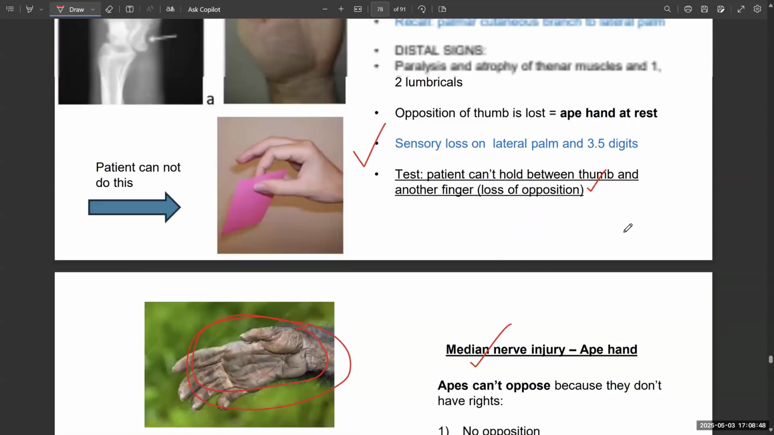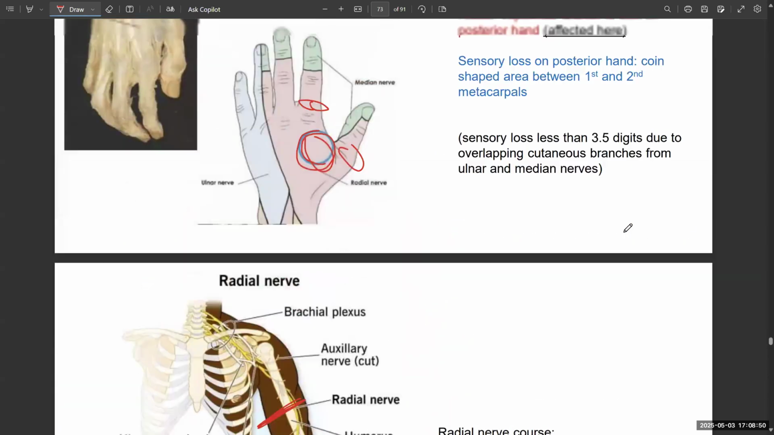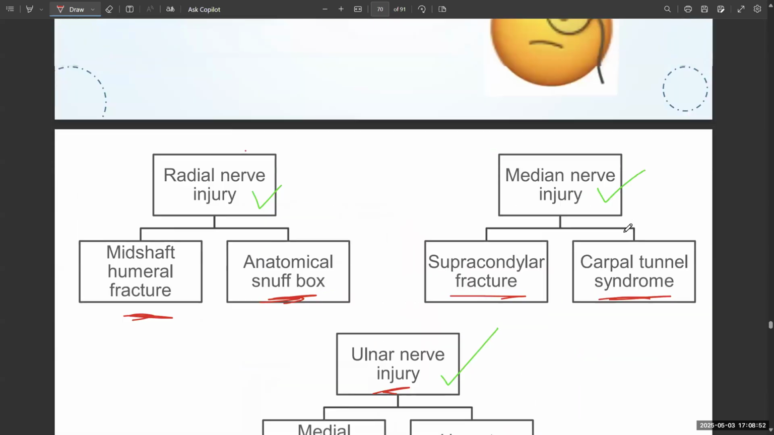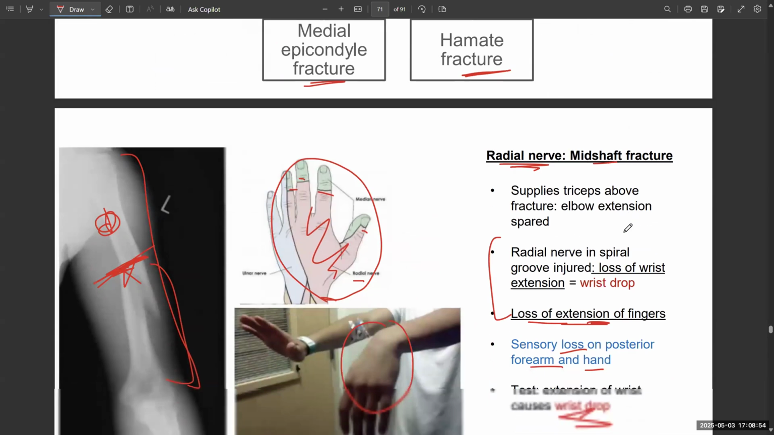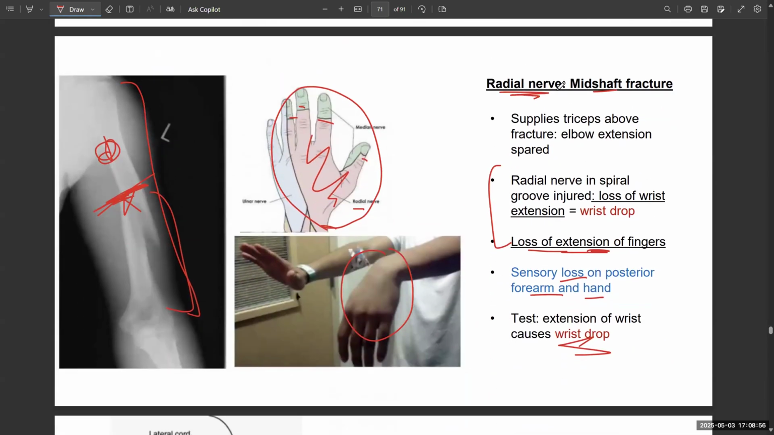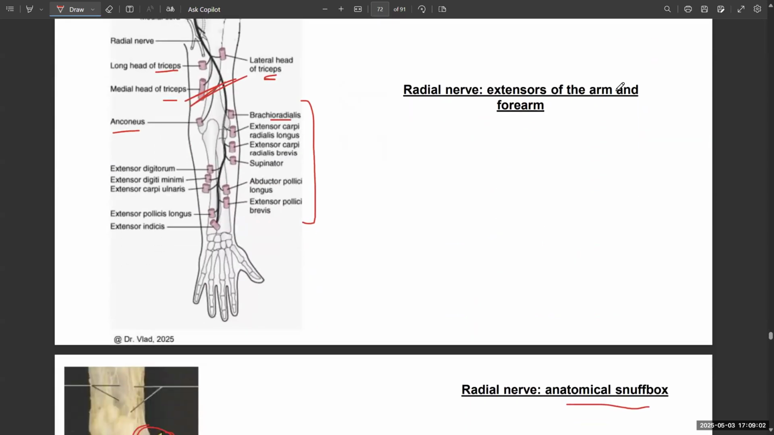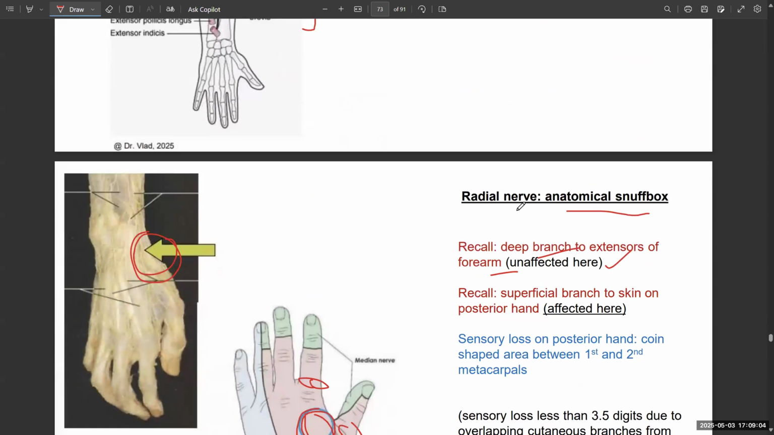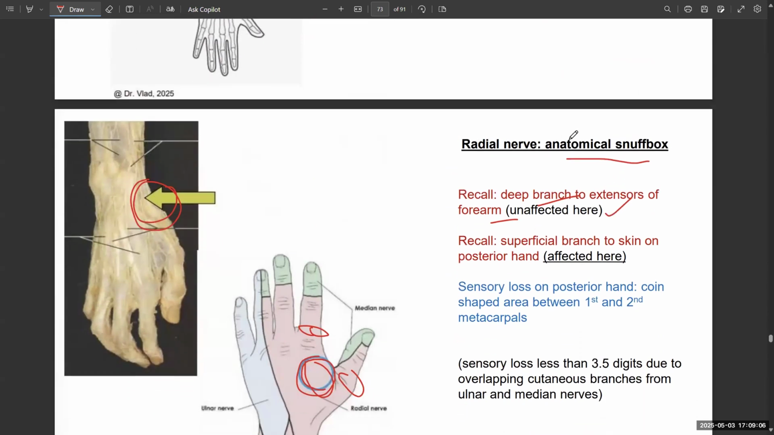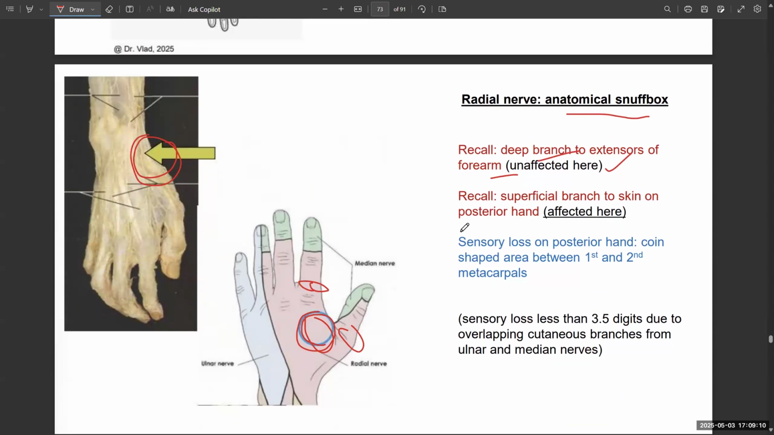I hope that it's clear so far. This was a lot to take in, so I just want to go over it one more time. The radial nerve, mid-shaft fracture, right? The radial nerve supplies the extensors of the arm and the forearm. And then the radial nerve is associated with anatomical snuff box damage, and that is only superficial. The branch is only superficial, so you only have sensory loss.